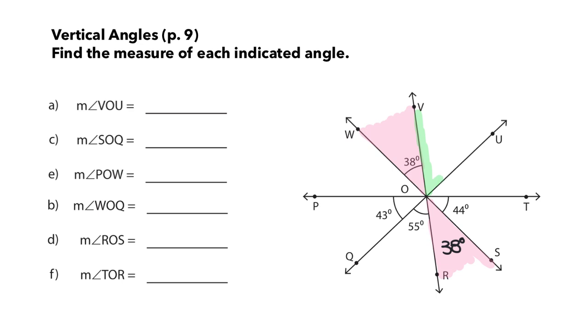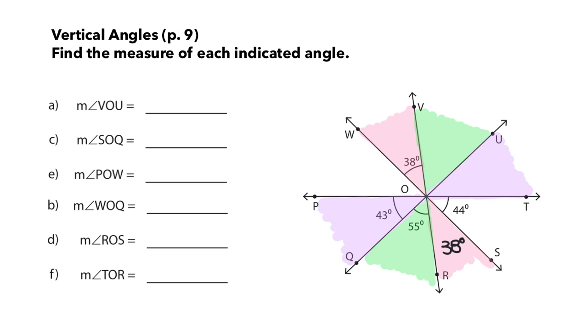Which angle is vertical to VOU? I don't know. Well, it's going to be across from it. The 55. The 55 degree angle, ROQ. Okay. What is vertical to UOT? What is it? POQ. The center has to be in the middle of it. We did all of them. Congratulations.